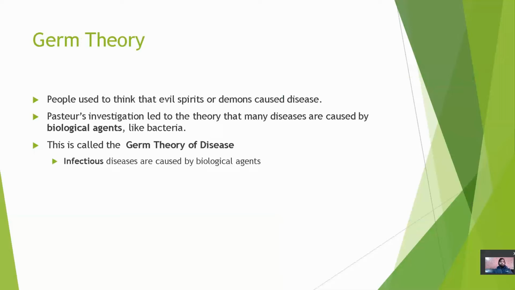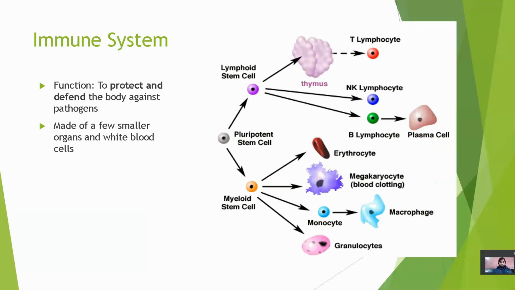What is germ theory? Initially, people used to think that evil spirits or demons cause diseases. Pasteur's investigation led to the theory that many diseases are caused by biological agents like bacteria. This is called the germ theory of disease. Infectious diseases are caused by biological agents which are known as pathogens.